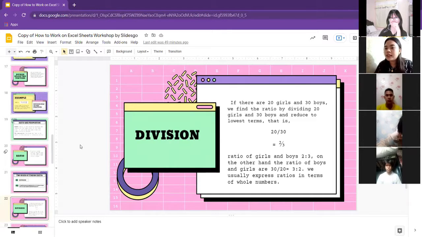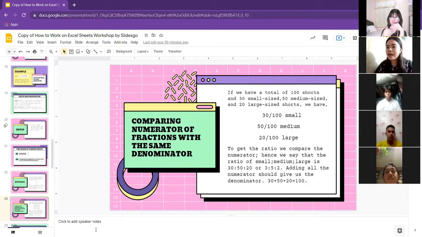We usually express ratio in terms of whole numbers, comparing the numerators of fractions with the same denominator. If we have a total of 100 shirts, 30 small size, 50 medium size, and 20 large size, we have 30/100 small, 50/100 medium, and 20/100 large. To get the ratio, we compare the numerators.